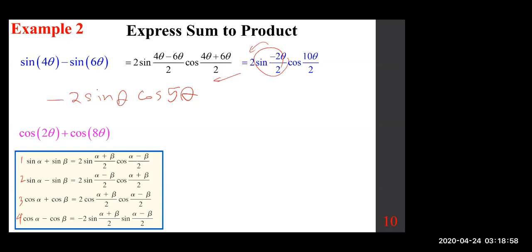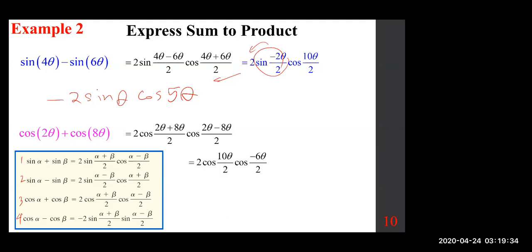All right, what about part B, if you will? Part A used the second one. Part B will use numbers 1, 2, 3, 4. Which one? Number 3. So 2 cosine of the sum, cosine of the difference. So they add up to 10 theta over 2 and negative 6 theta over 2.